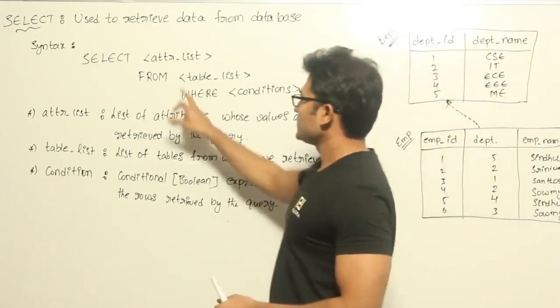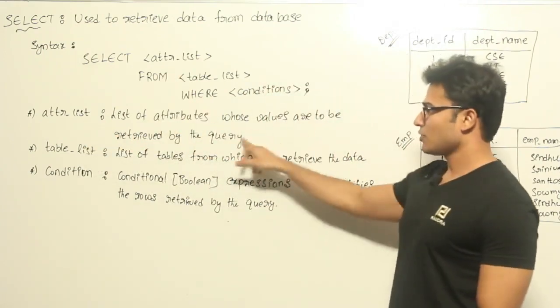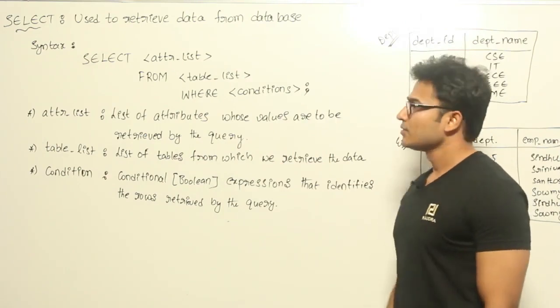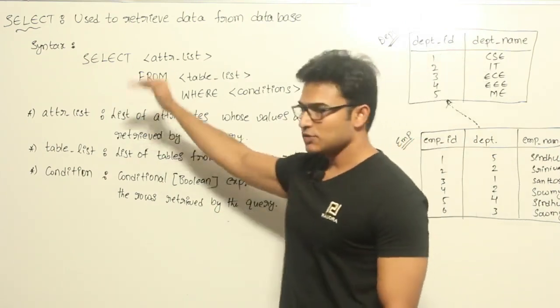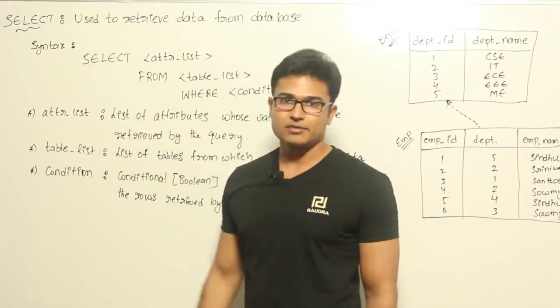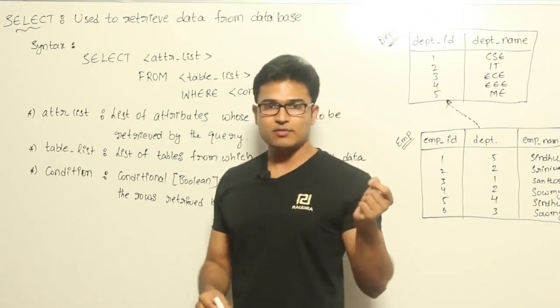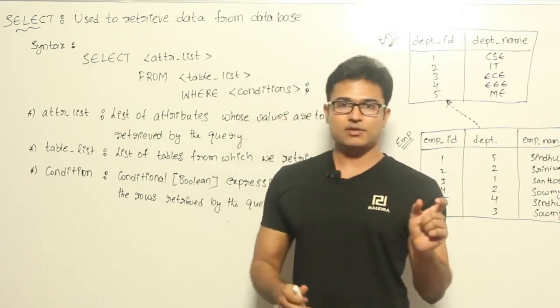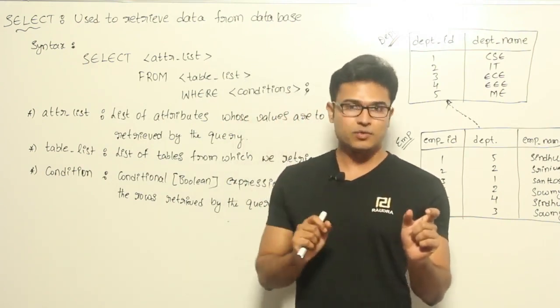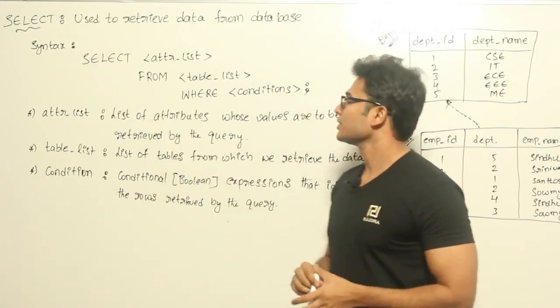And now what is this attribute list? This is the list of attributes whose values are to be retrieved by the query. If you compare this with relational algebra, the projection there is equal to selection here, right? There you have written pi, projection. Whatever attribute list you specify to be finally available in the output, there we have used projection, and here you are going to use selection for it, right?